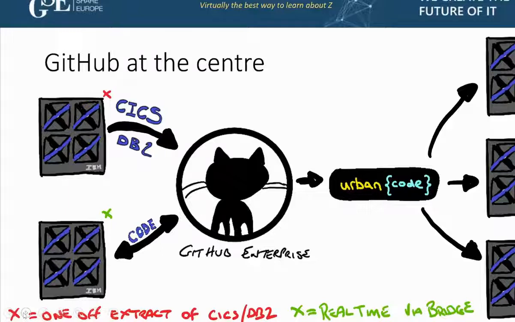On the deployment side, we've standardized on Urban Code Deploy. Urban Code Deploy has agents that run on Z. Urban Code Deploy can deploy KICS changes. It can deploy code changes. It has a RESTful interface, so it can be invoked either through its front end or by APIs triggered by Jenkins scripts, for example.